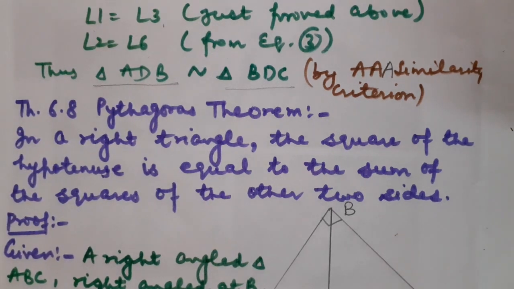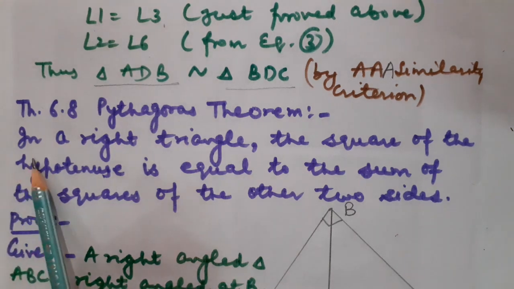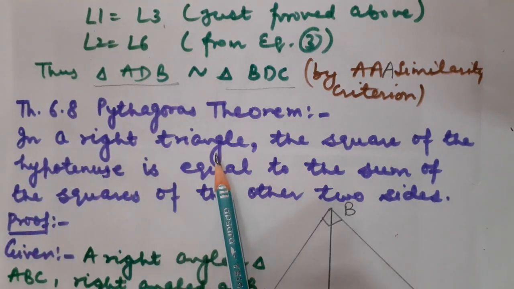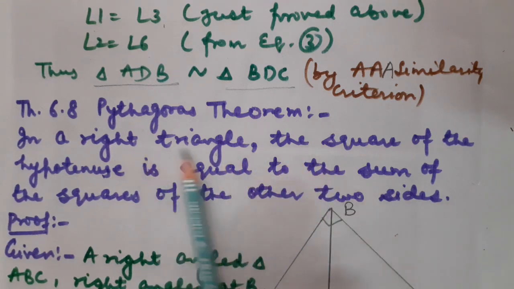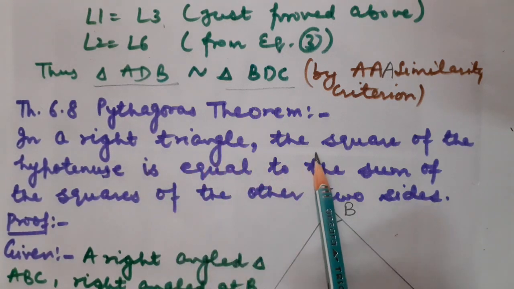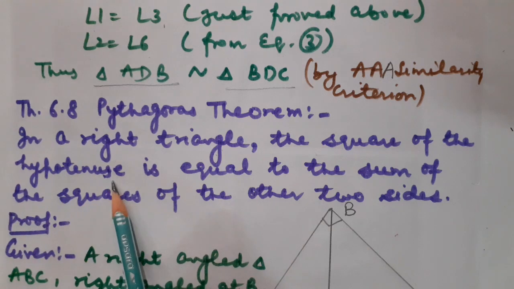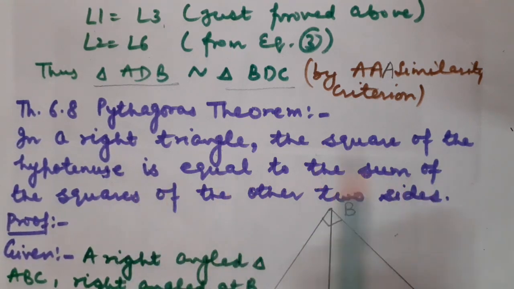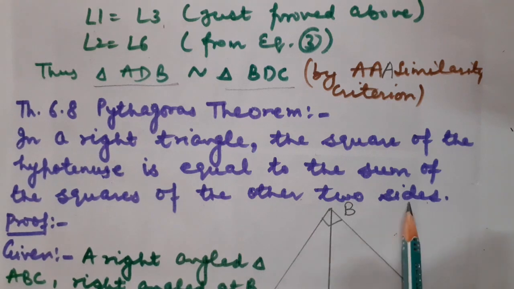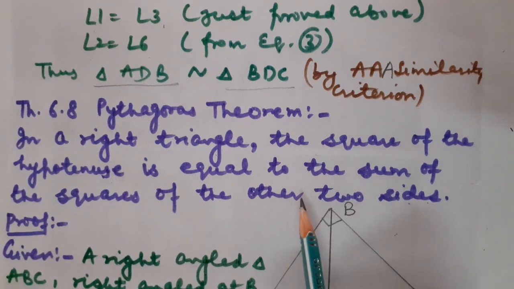Children, you know very well what is the statement of Pythagoras theorem. So let us recall it. In a right triangle, means right angled triangle, the square of the hypotenuse is equal to the sum of the square of the other two sides. What are those other two sides? One is base and another is altitude.